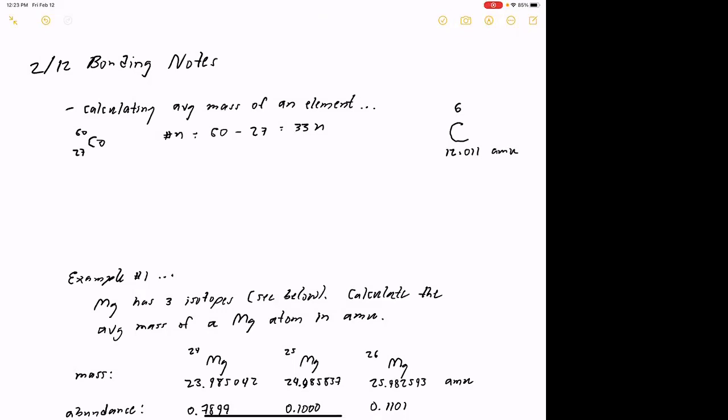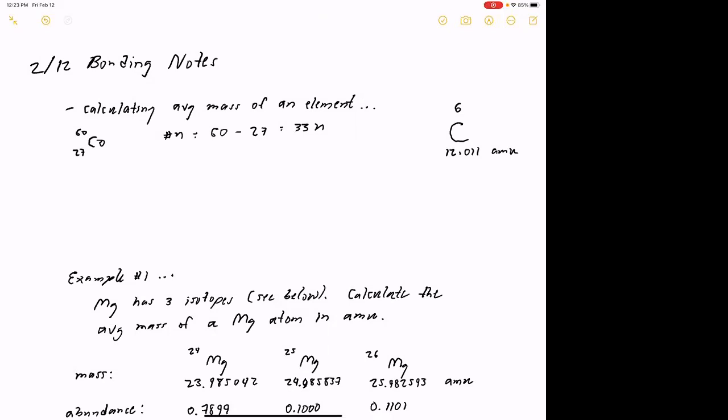You're right. It's the mass of a carbon atom in AMUs. But what more specifically can I say about it? What kind of mass is it? Is it the mass of a specific carbon atom or is it more like an average mass? It's an average. Yeah, it's an average mass. You're exactly right.